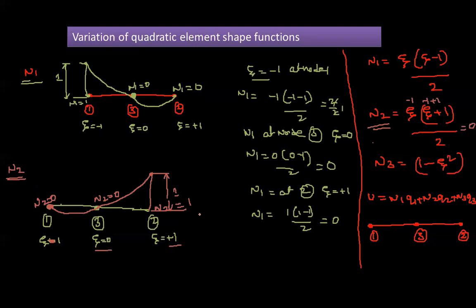Now let us see what is the variation of n3 in a quadratic element. The n3 formula, we know, is n3 equal to 1 minus zeta square. So I would like to draw the variation of n3 at node point 1, at node point 2, and the middle at node point 3. I know that at node 1 zeta is equal to minus 1. At node 2 zeta is equal to plus 1. At node 3 zeta is equal to 0.